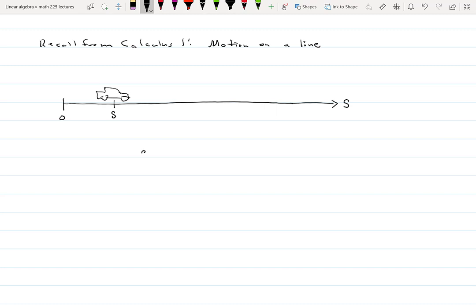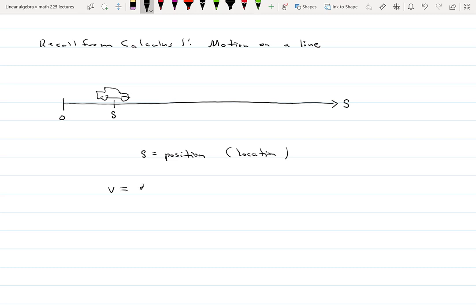And I'd like to review with you, before we generalize these ideas into three space, what we looked at in one space, what you looked at in Calc 1. So we let S equal the position of an object, and the position gives you the location of the object, relative to a point we're going to call zero. You can call zero home, and if S is positive, it's the number of miles that you are away from home. We also have a quantity called V for velocity.